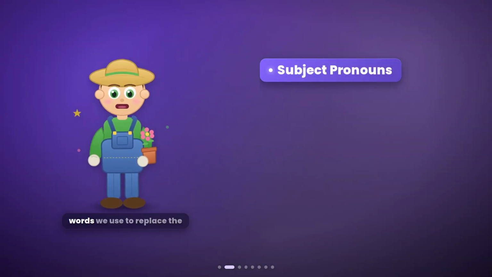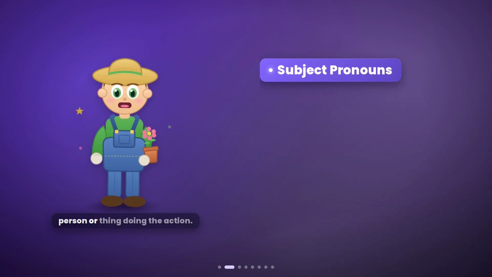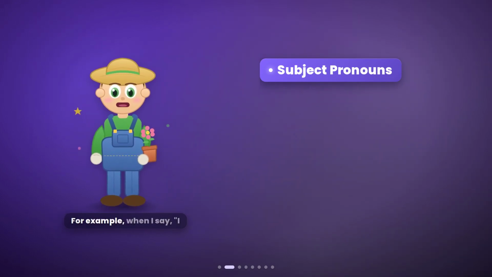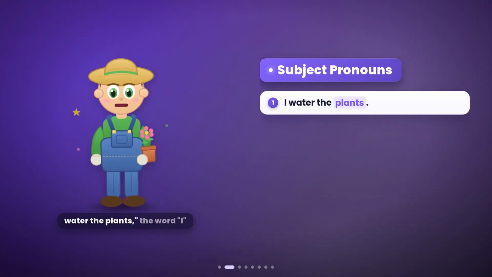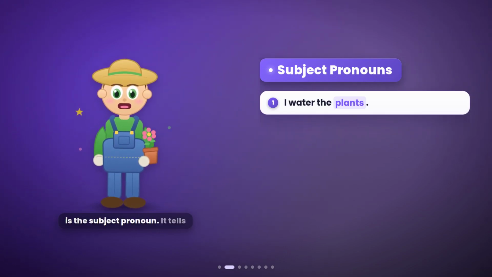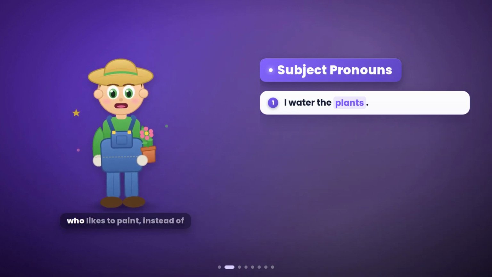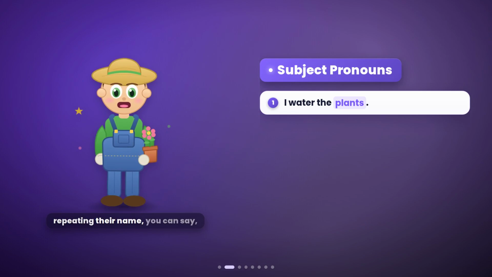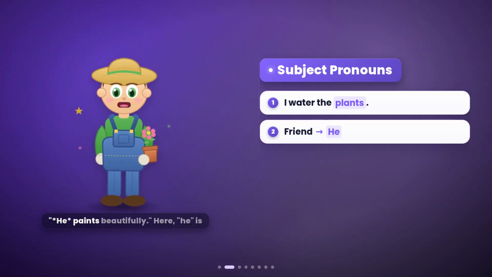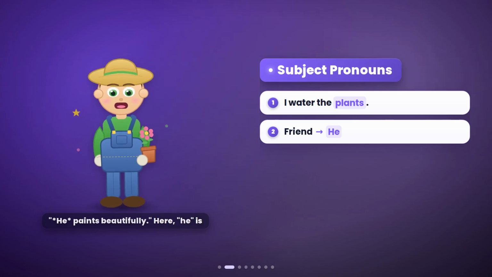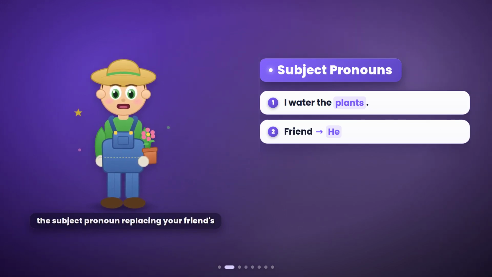Subject pronouns are words we use to replace the subject of a sentence, often the person or thing doing the action. For example, when I say, "I water the plants," the word "I" is the subject pronoun. It tells us who is doing the watering. If you're talking about your friend who likes to paint, instead of repeating their name, you can say, "He paints beautifully." Here, "he" is the subject pronoun replacing your friend's name.